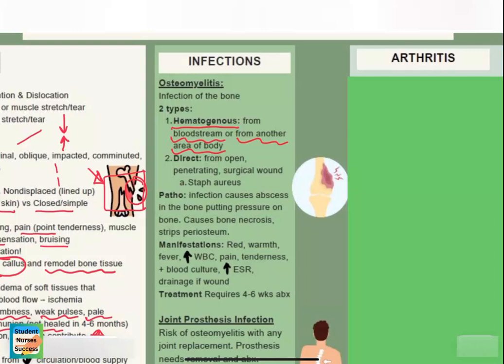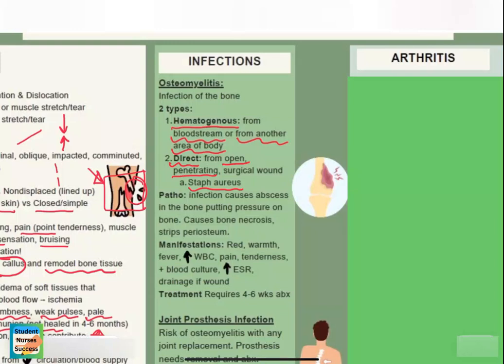That can happen if you have like urosepsis or some other type of sepsis, and you can develop osteomyelitis that way. It can also happen from a direct infection, meaning you actually get the bacteria in the bone directly from either an open wound or a penetrating wound, or perhaps even a surgical wound. In those cases, most frequently we see Staph aureus as the causative agent.